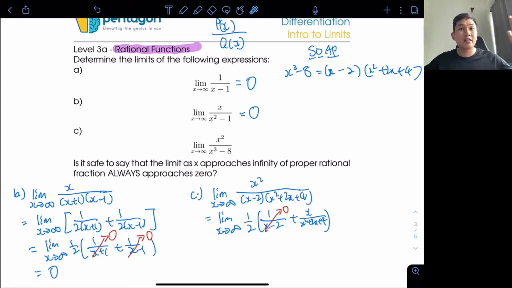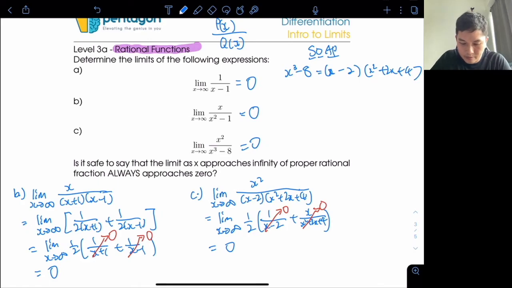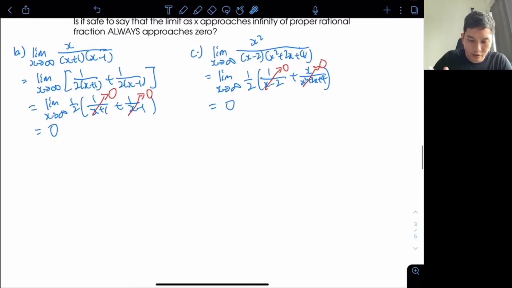In fact, as x becomes larger and larger, bigger than 10 million, the denominator will grow much faster than the numerator. For this exact reason, I can say that this will approach 0. So if that approaches 0, then this whole limit is going to approach 0. The learning point from this is going to apply to all proper rational functions.